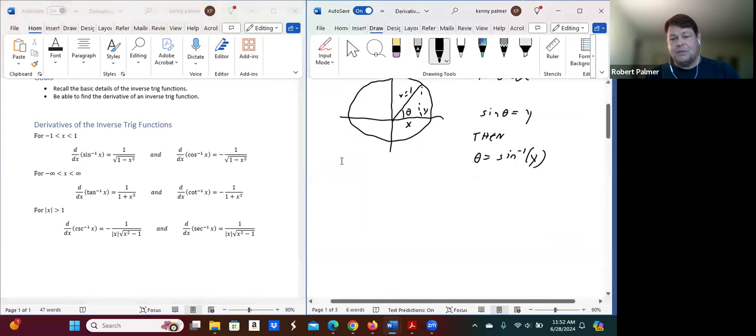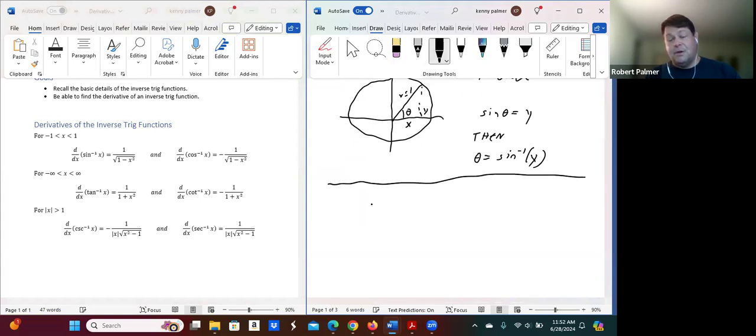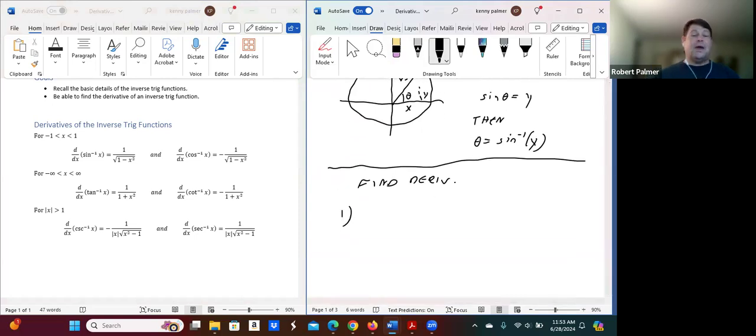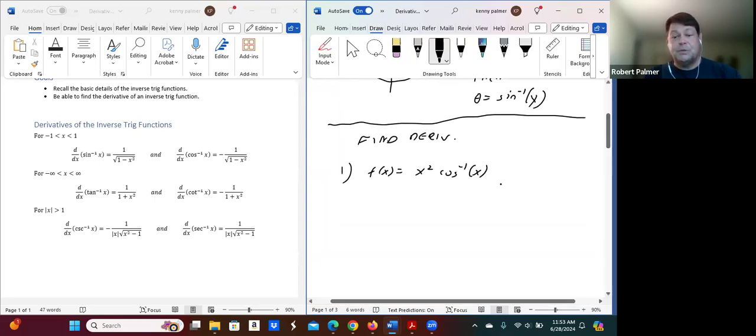We're not going to go through the details of how these functions are derived. You can see that in textbooks or other videos on the topic. Let's just find the derivative. Number 1. Of course, these derivatives work in all other kinds of functions. So let's say f of x was x squared times the inverse cosine of x. This is a product, so of course we use the product rule.